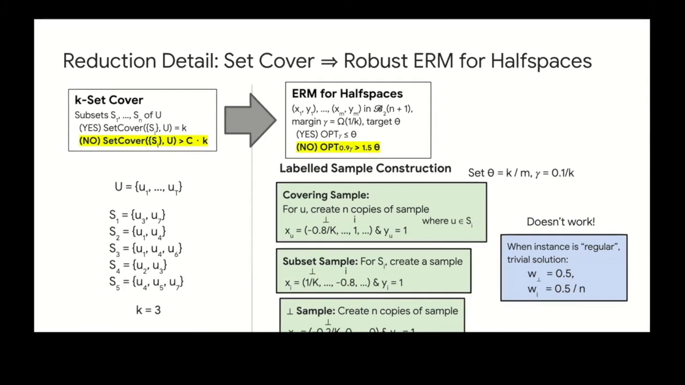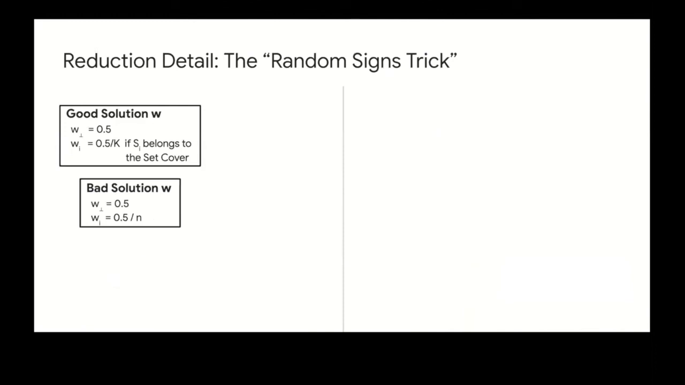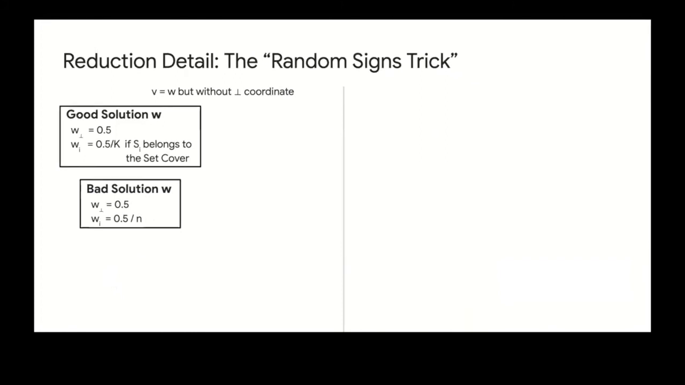So basically, the ultimate challenge for this case is to distinguish between this good solution and a bad solution. Just to summarize, in a good solution, if we ignore the null coordinate for the moment, we have k coordinates that have the same mass, of order 1 over k. And in a bad solution, we have n coordinates which have the same mass, which is of order 1 over n. So we want to somehow design some samples for which the good solution will correctly classify it, but the bad solution will not.